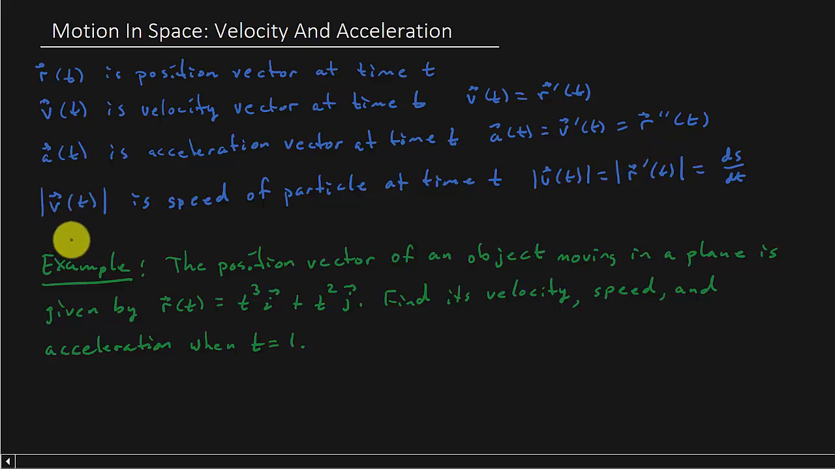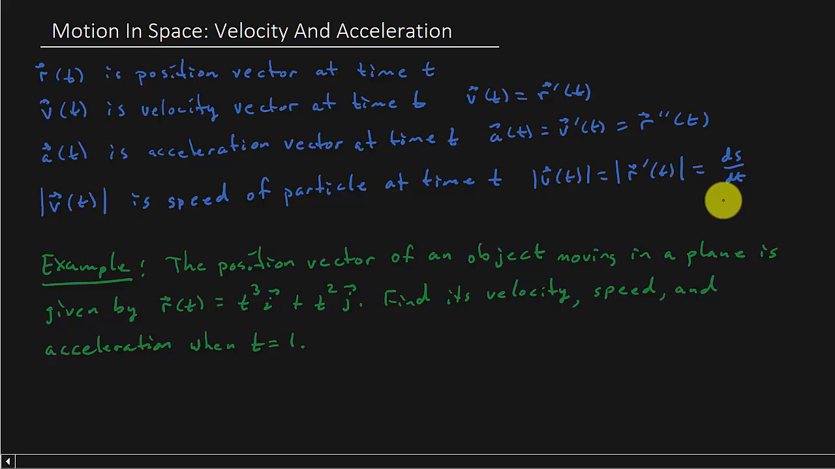And then the magnitude of the velocity is the speed of the particle at time t. And as you've learned in past lessons, the magnitude of the velocity is just the magnitude of r prime of t, which is ds dt.